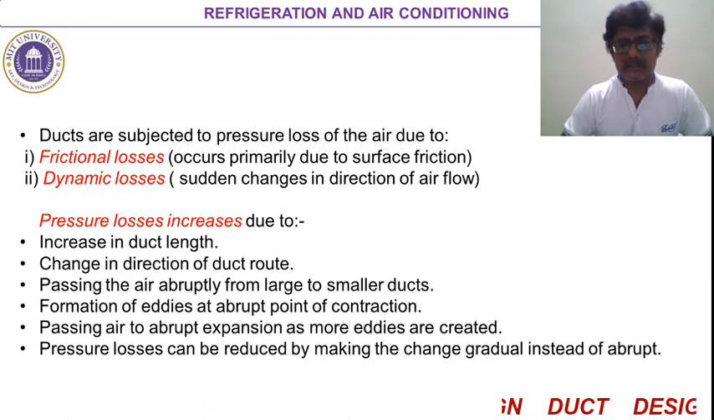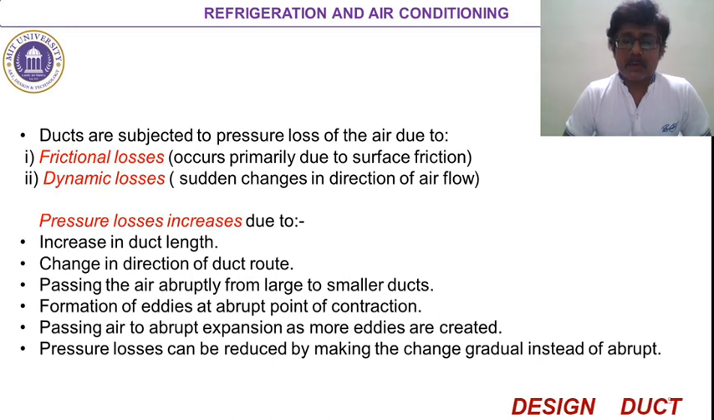And second is the dynamic losses. These are losses which take place due to sudden changes in the direction of the airflow. Not all the time would the air be flowing in a straight path, isn't it? Air needs to be admitted at different locations, so definitely the direction of the air would need to be changed in practical applications. Somewhere it needs to be turned toward the left, right, upward, downward, or maybe in an inclined fashion as well. So the losses taking place due to the changes in direction are the dynamic losses.